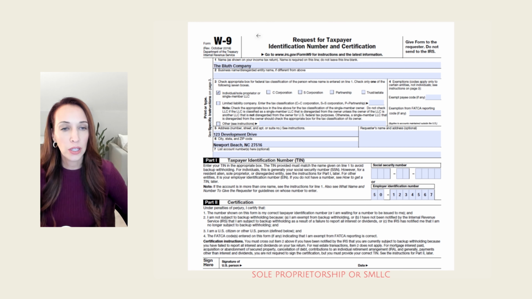So if you take a look at the form, the business name should go in box 1 if you're using your EIN. And then in Section 3, you will choose, again as before, individual sole proprietor or single member LLC, input your address, and then add your EIN here.